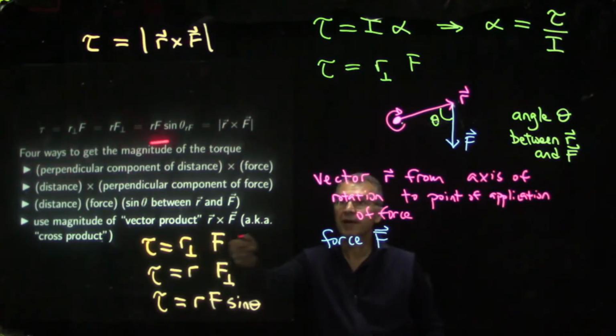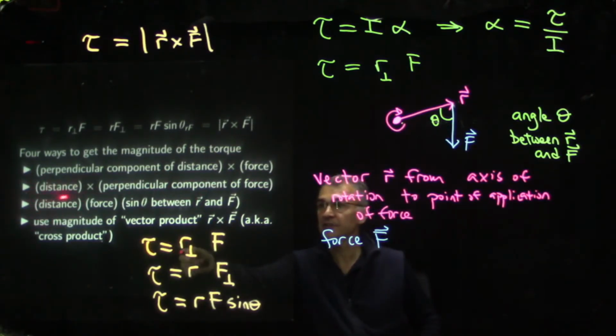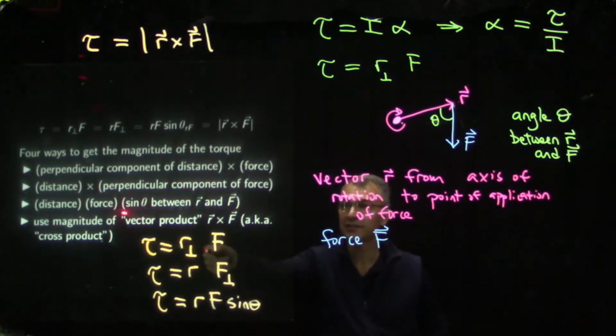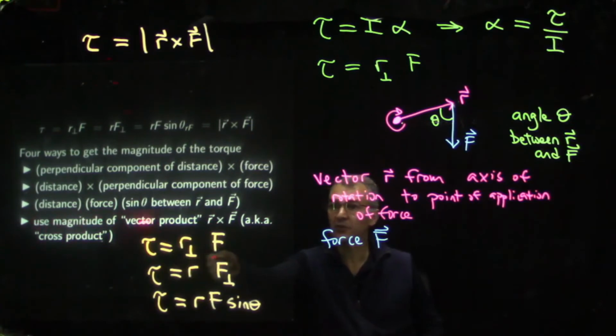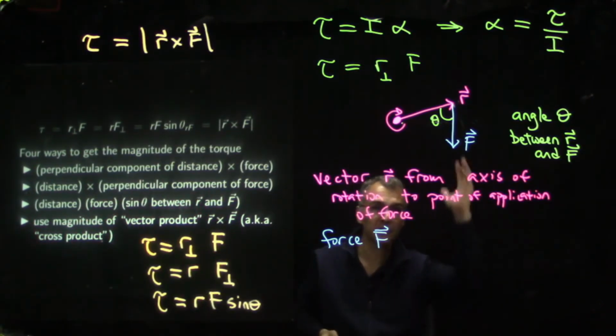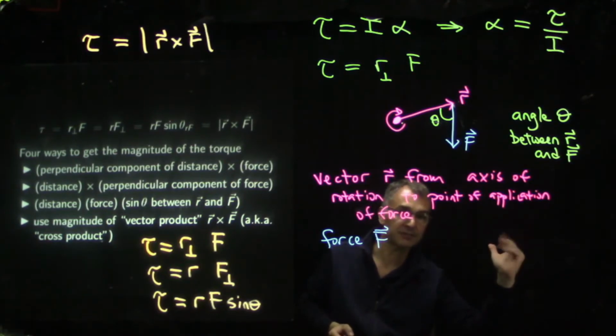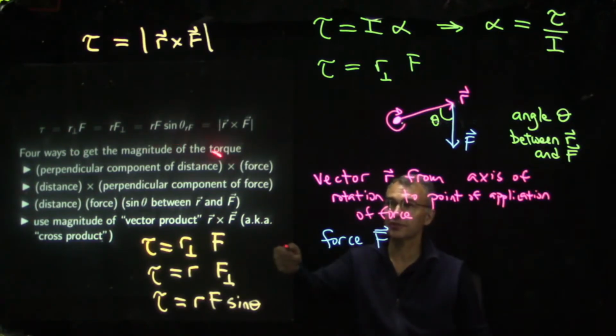So there are 4 ways to get the magnitude of the torque. We can take the perpendicular component of the distance times the entire magnitude of the force. We can take the entire distance times the perpendicular component of the force. We can take the entire distance times the entire force times the sine of the angle between the displacement and the force. Or equivalently, we can take the magnitude of the vector product r cross F, which is also called the cross product. You calculate it using the right hand rule. My right hand looks like a left hand with the light board flipped. So that's 4 different ways to calculate the magnitude of the torque. You can use whichever one is most convenient for a given situation.